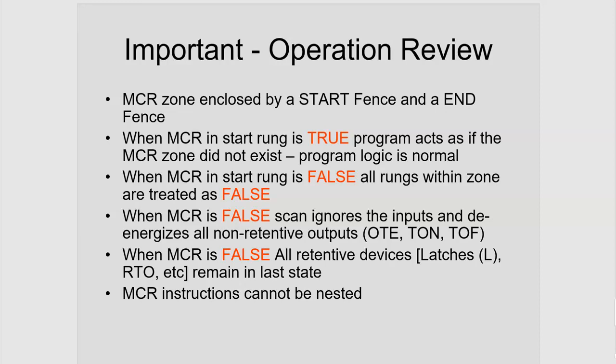When the MCR start rung is true, the program acts as if the zone did not exist. Program logic is normal. But when it's false, all non-retentive outputs are reset, and that means they're set to 0 or turned off, and all retentive outputs are held at whatever state they were in when you turned the MCR from true to false.